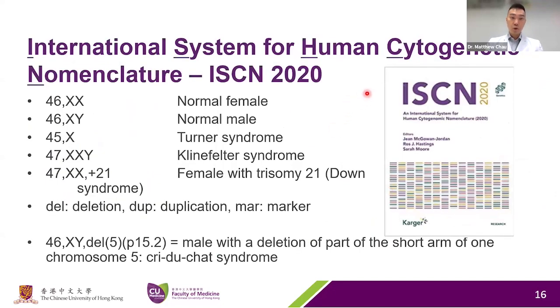And for the nomenclature, we would refer to the ISCN 2020, which lists out the proper way of annotating cytogenetic findings. So if you're interested, you could take a look at ISCN 2020. There's also going to be an update that would be coming soon, this year or next year.